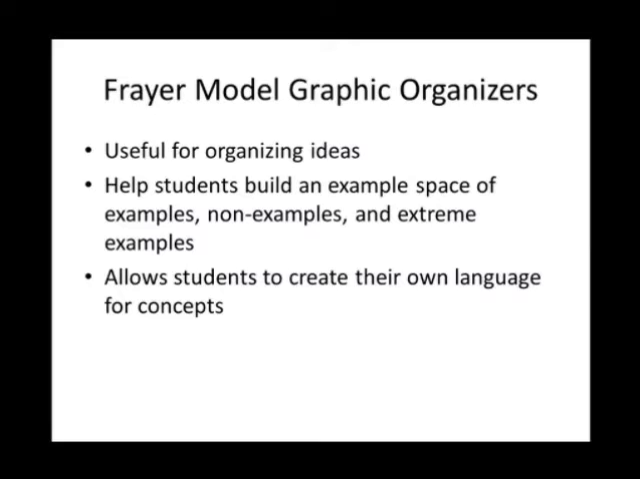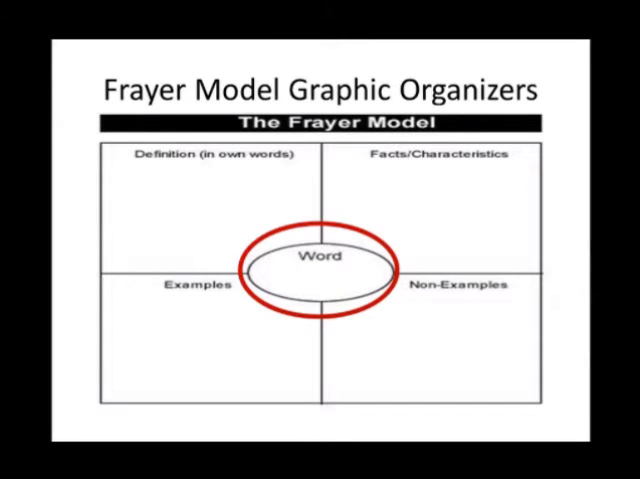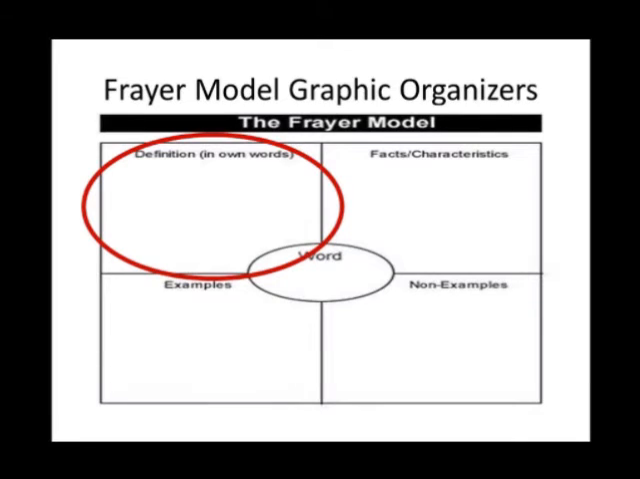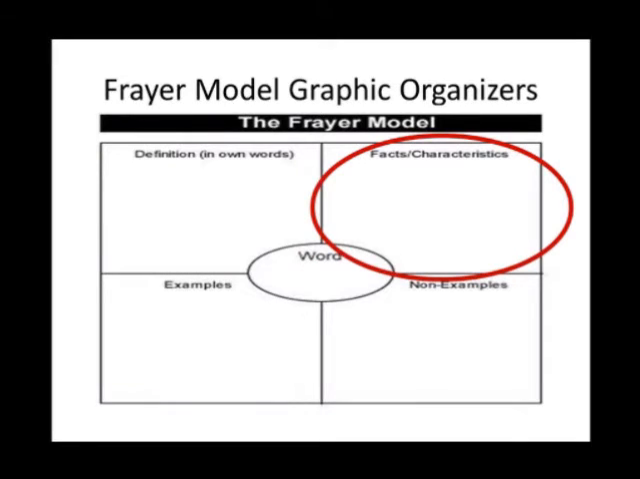The Fourier model has four parts. The first part, in the center of the page, is where you state the word or problem you would like to solve or define. The second part is the definition that the student puts in their own words. The third part is facts or characteristics of a word. This can be something as simple as, in an intercept, it's the point where you cross an axis.